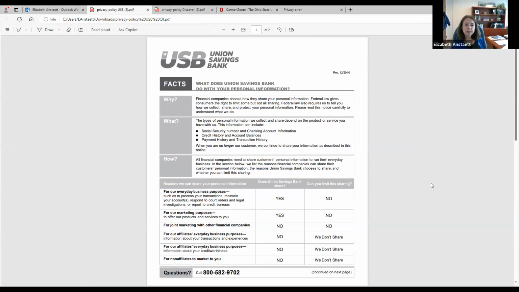So what we see here is this whole notice is set out, and some of the areas where the bank can make changes are in the what. There's a long list of the items that can be in this box, but the bank must pick 6. And then we see this statement in this box that says, when you are no longer our customer, we continue to share your information as described in this notice. This is how it complies with what it does with your information once you're no longer a customer.